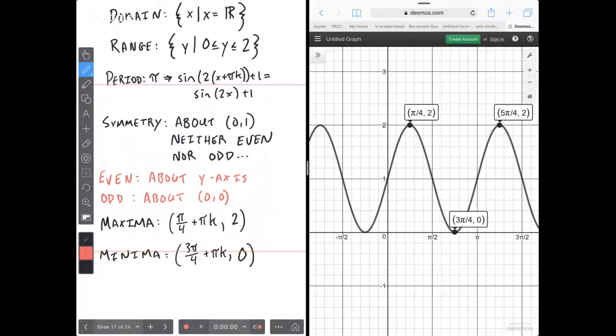Exactly, Mary. It doesn't have symmetry about the origin, so it's not odd and it's not even. It has symmetry about the point 0, 1. It does go through the point 0, 1. That's a point of symmetry, but it doesn't have even or odd symmetry.